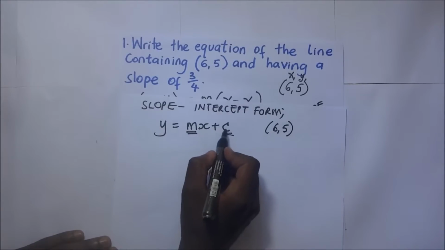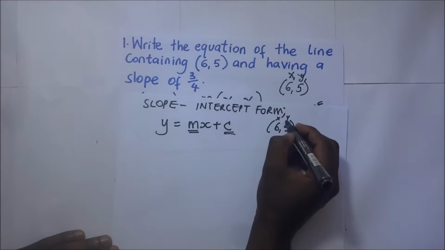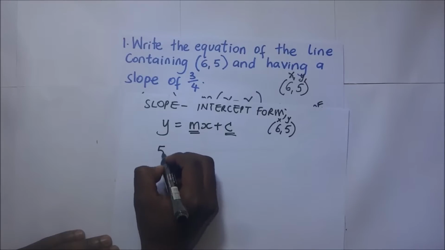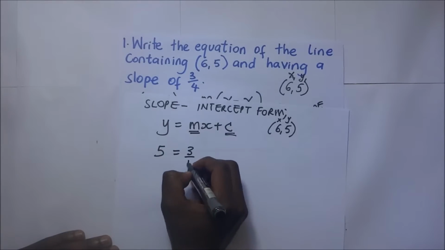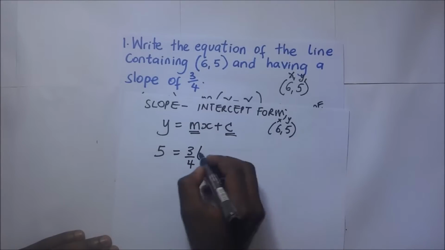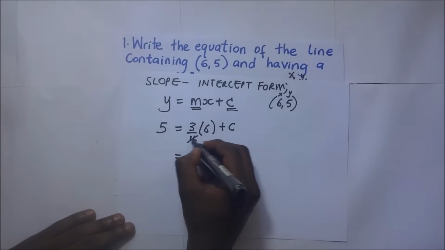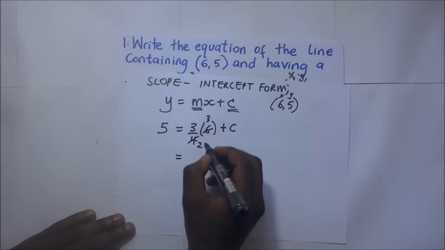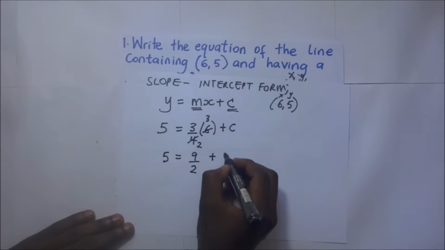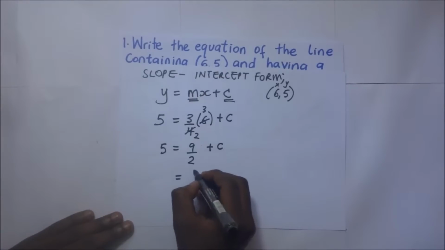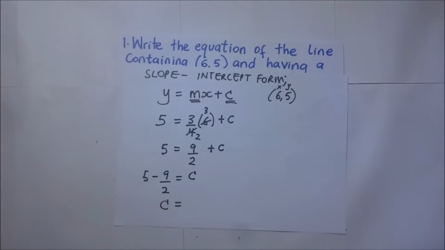So what we are going to do is first find the value of c. We are going to substitute: this is the value of x, that's the value of y. So the value of y here is 5, equal to the value of m, which is the slope or the gradient, 3 over 4, multiplied by the value of x, which is 6, plus c. Definitely, by 2, this gives us 3 times 3, which is 9 over 2, equal to 5 minus c. Our value of c is going to end up as 5 minus 9 over 2, and our value of c is a half.